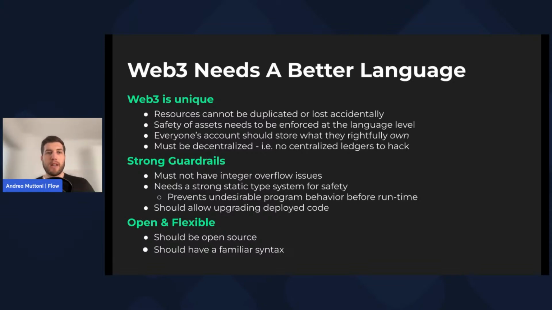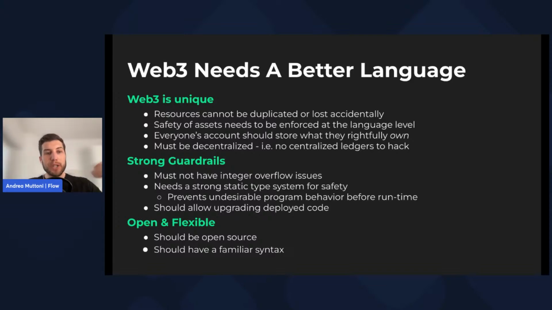So Web3 needs a better language, again, that avoids digital assets from being duplicated or lost. And it needs to be enforced at the language level. Everyone's account should store what they rightfully own. If I mint something, it should be on my account and I should have full control of it, period, right? I shouldn't trust a contract to basically have a ledger entry that I own something. I want to have that thing in my account. And it must be decentralized. So again, a centralized smart contract ledger like on Ethereum is a single point of failure because it basically stores the state of what everyone owns from that smart contract.